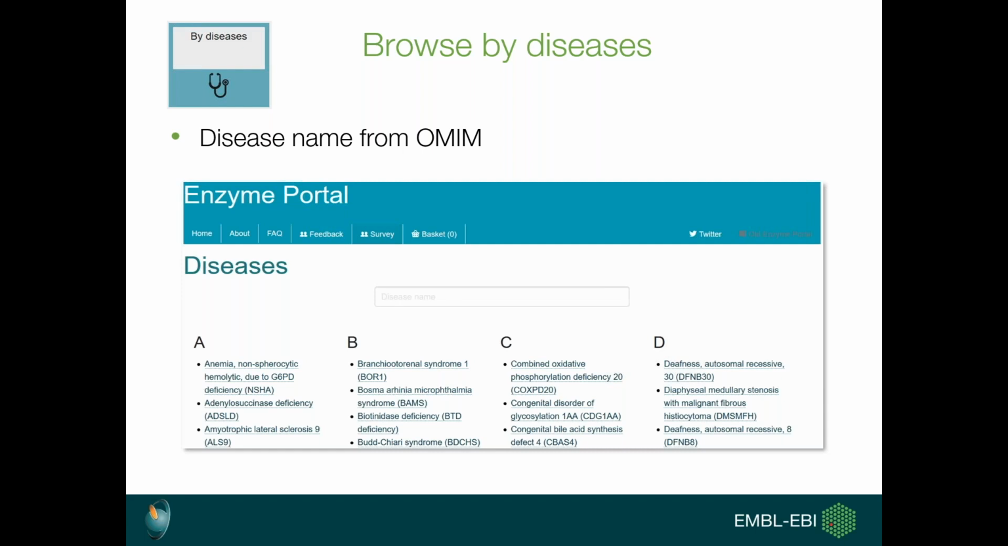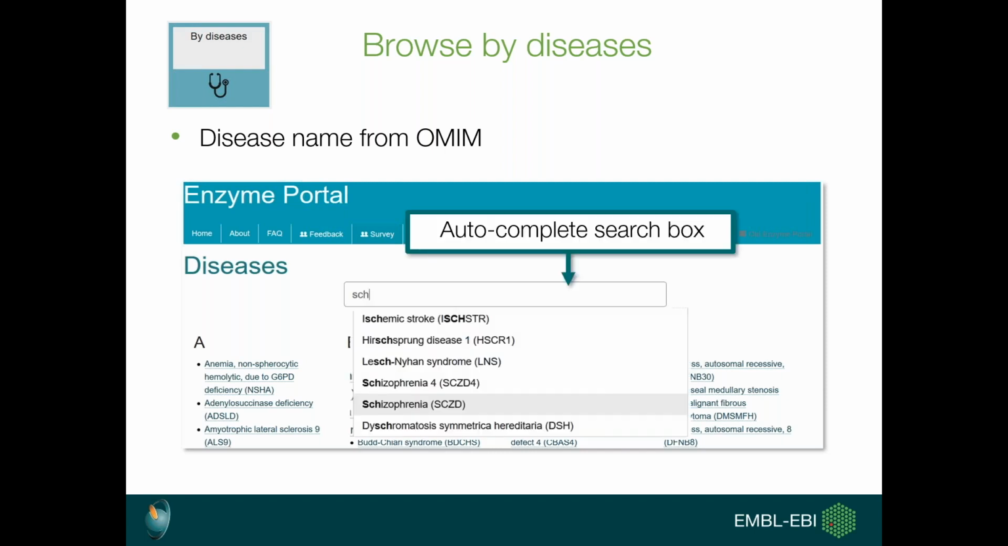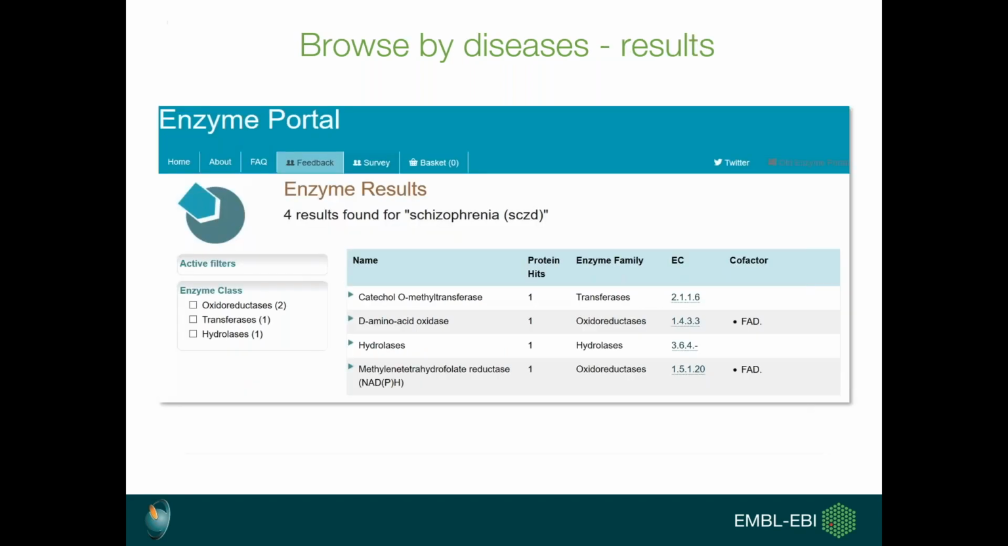For example, let's say you're interested in finding proteins associated with schizophrenia. As you start typing, the drop-down menu will appear with several suggestions, including schizophrenia. Once you have selected it, it will take you to the enzyme result page where the hits are displayed. And as you can see here, for this disease, there are 4 enzyme activities that have been found, including the one mentioned earlier, the catechol methyltransferase.